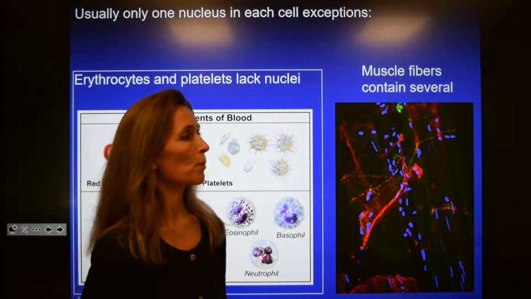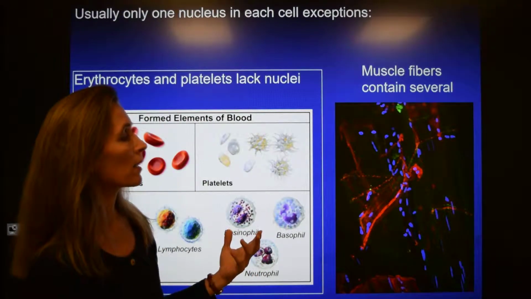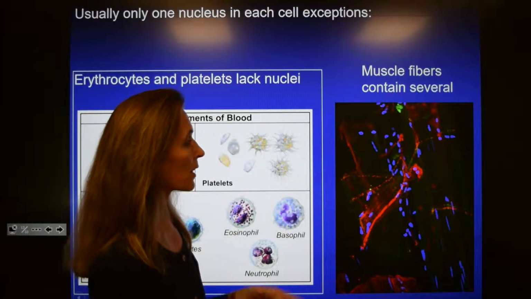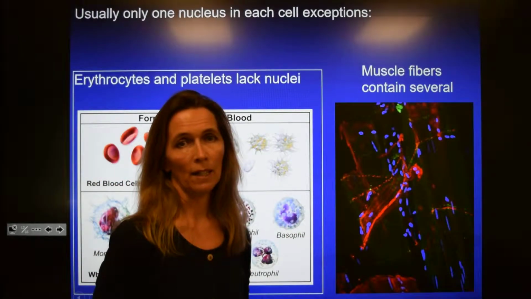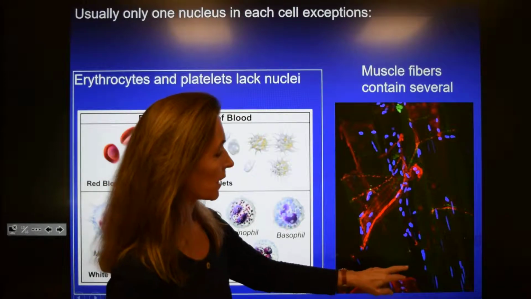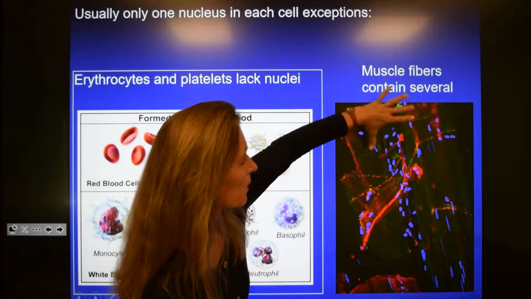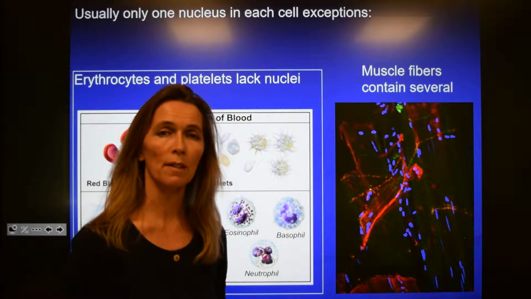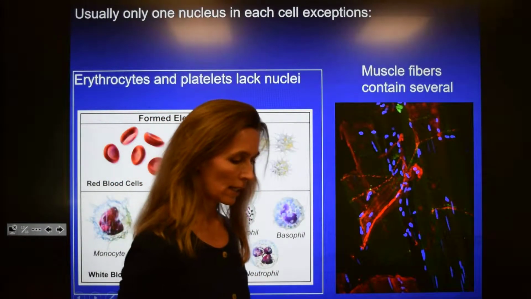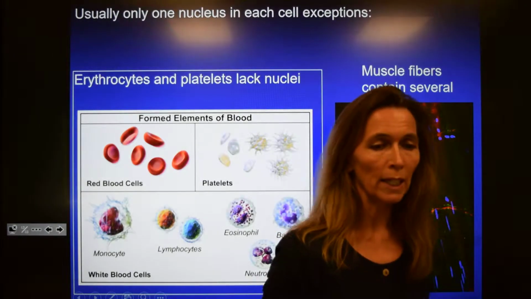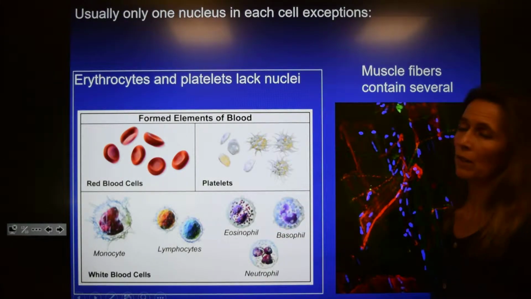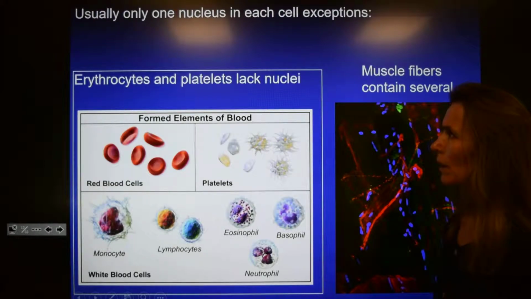There's another exception at the other extreme, and these are muscle cells. Muscle cells are multinucleated cells. I have an example for you here. This is a muscle cell, and you can see that there are multiple nuclei within it. There are other examples of multinucleated compartments throughout the body, but these are the main cells.